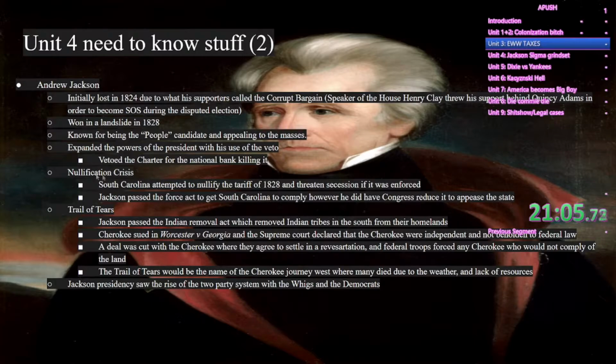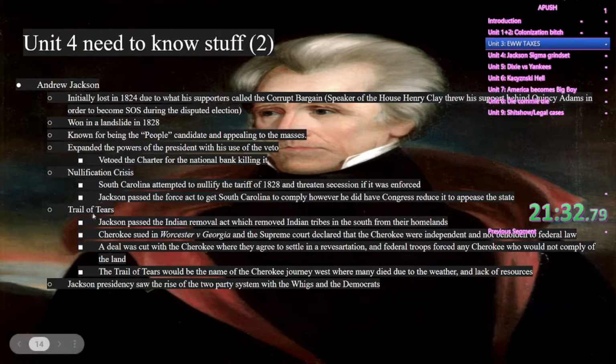You also have the nullification crisis, where South Carolina attempted to nullify the Tariff of Abominations. They even threatened secession. Jackson got the Force Act passed, so South Carolina would comply, but he also reduced the tariffs, so they would appease South Carolina.